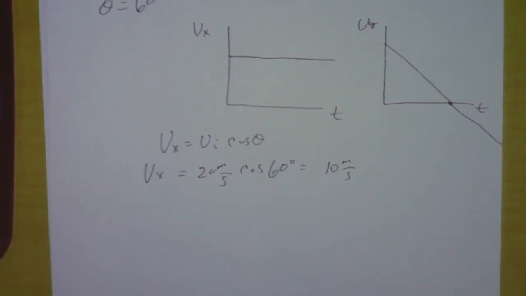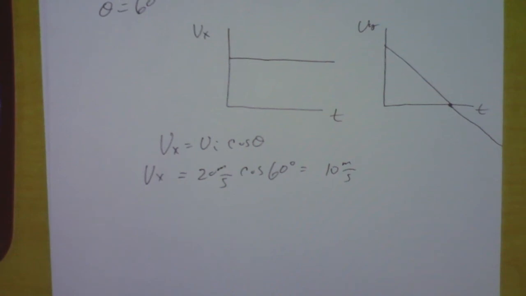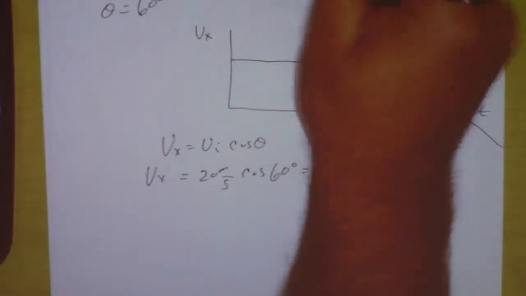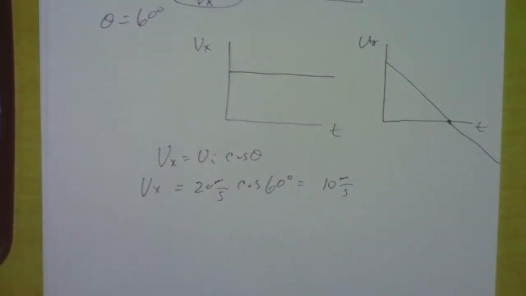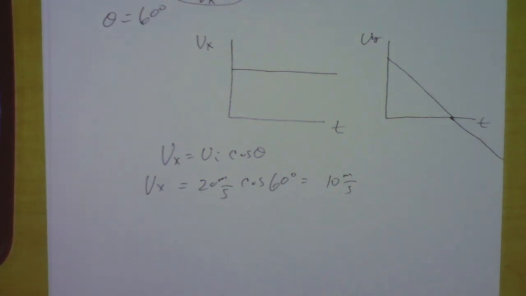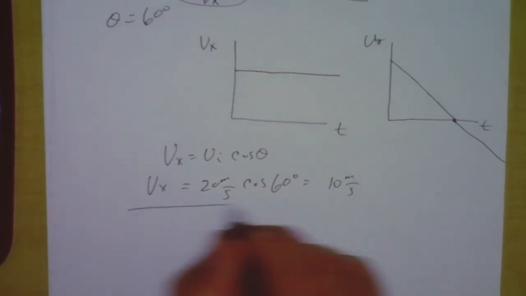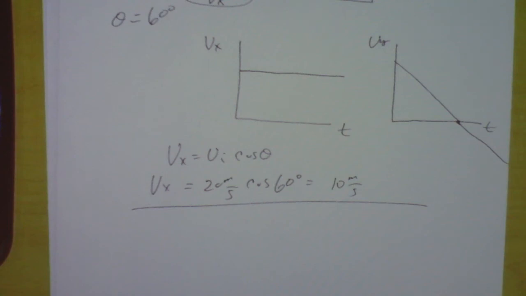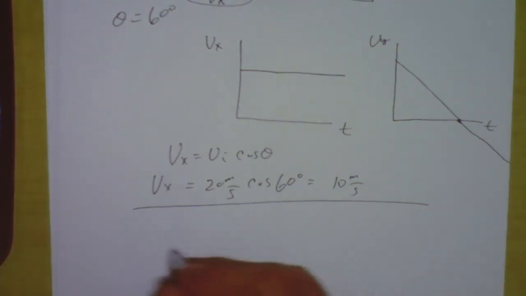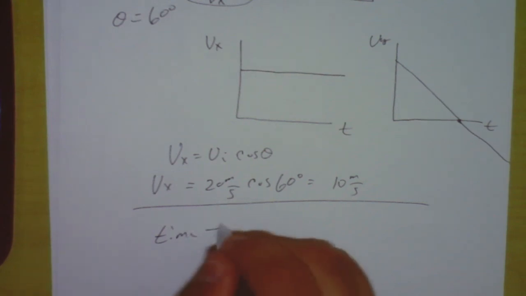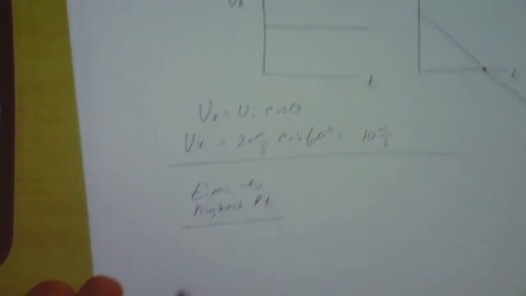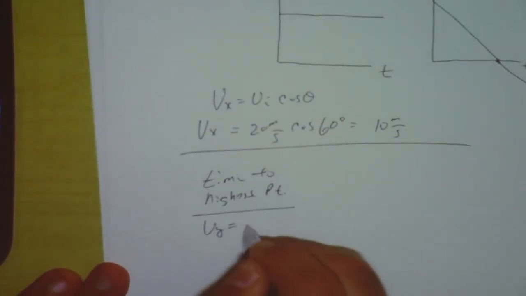Then I want to give you a little bit more on this idea. You can use the fact that the y velocity at the highest point is 0 to figure out the maximum height. Looking at all the kinematics equations, we can figure out the maximum height or the time it takes to get to the maximum height. To get the time to the highest point, we'll use the fact that the y velocity is 0 at the highest point.